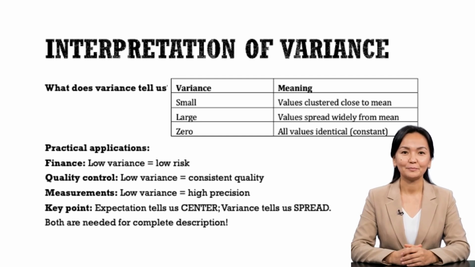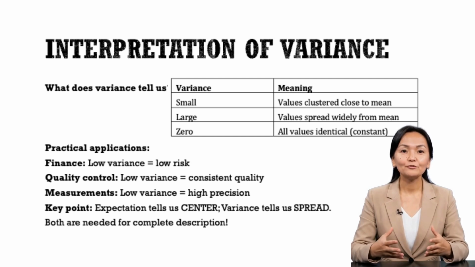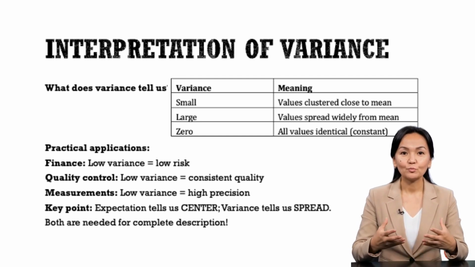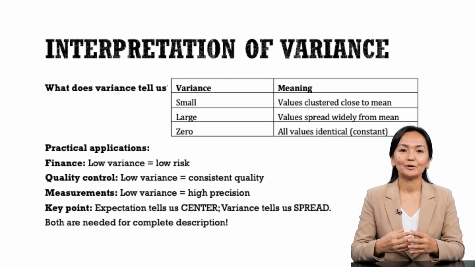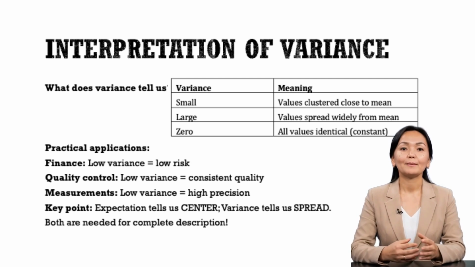For A, the mean is 0 times 0.2 plus 10 times 0.6 plus 20 times 0.2, which equals 0 plus 6 plus 4, giving us 10. For B, the mean is 8 times 0.2 plus 10 times 0.6 plus 12 times 0.2, which is 1.6 plus 6 plus 2.4, also giving us 10. So both have the same mean of 10.